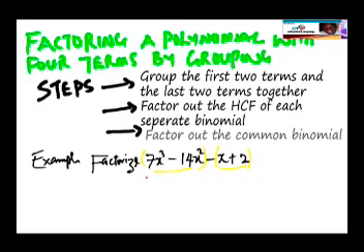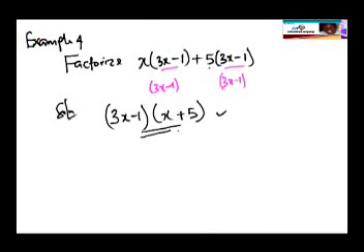And the third step says factor out the common binomial. So whatever we get, we're going to factor it just the same way we did this one. This was a case of factoring out a common binomial because you have a common binomial here. This is a common binomial, so this and this are common binomials.